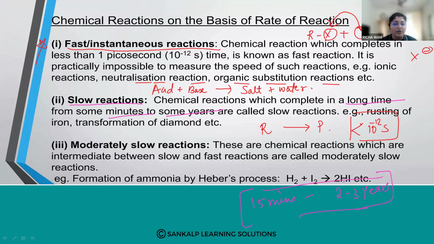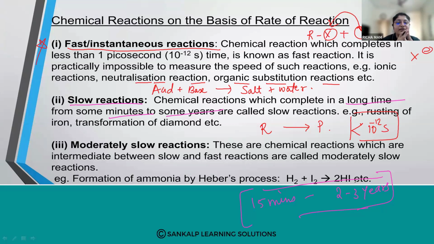Suppose rusting of iron, which is an example of a slow reaction. Rusting of iron does not take place within a second or within a minute. It requires a very long time. Slowly the iron gets corroded when it comes in contact with moisture or air. So this is called rusting of iron. So slow reactions mean the chemical reaction will not complete quickly; it will take a very, very long time. So the example is rusting of iron.